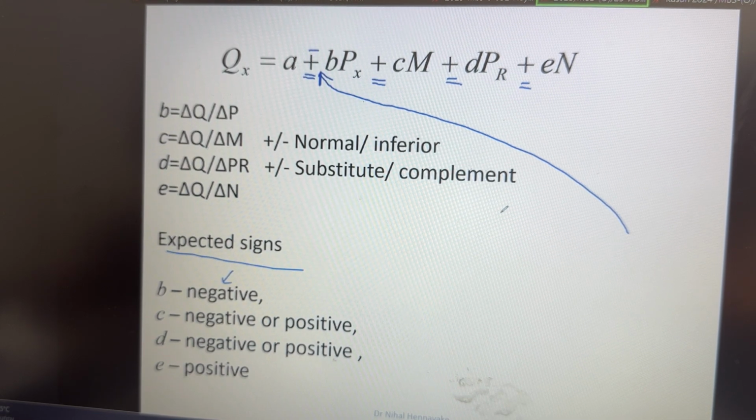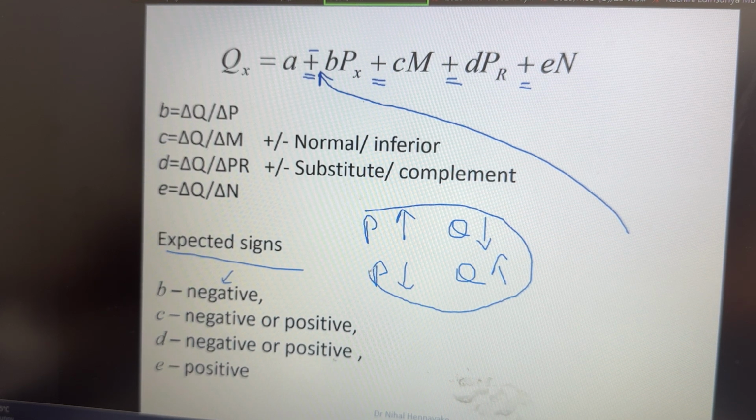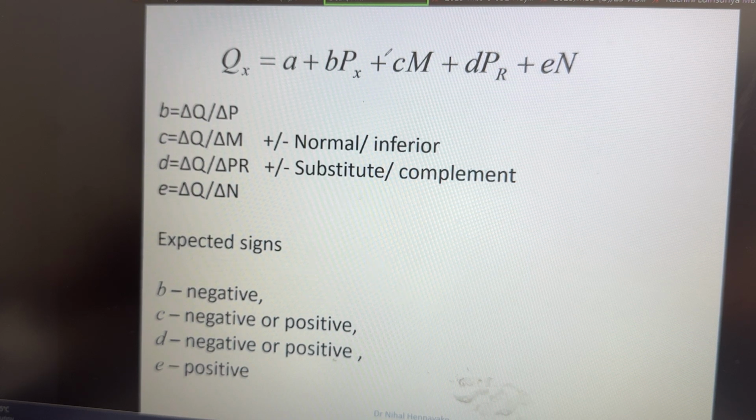A minus sign. Negative. Why? According to the law of demand, we know that if the price increases, quantity demanded comes down. If the price decreases, we know Q is going to go up for most of the cases, right? So this is because of the law of demand. Therefore, almost all the time, we are expecting a minus sign here, right? I think it is clear to you. And what is the sign that we are expecting for C?